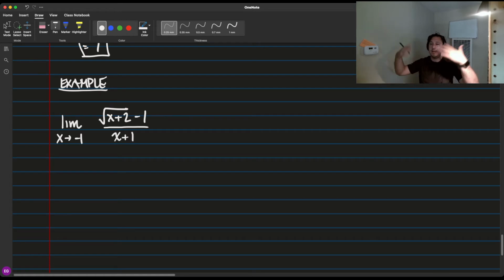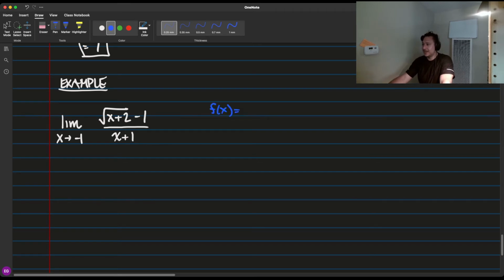So you look at this, you can't do direct substitution because plugging in negative 1 would give you 0 on the bottom. You're not going to use the quotient rule. And also, you can't factor anything. That square root of x plus 2 minus 1 quite simply does not factor. So you're like, what am I supposed to do? My f of x is square root x plus 2 minus 1 over x plus 1, and you're like, I can't factor and cancel.